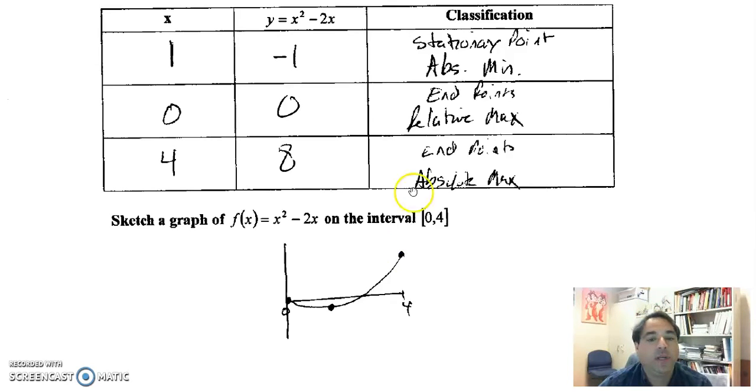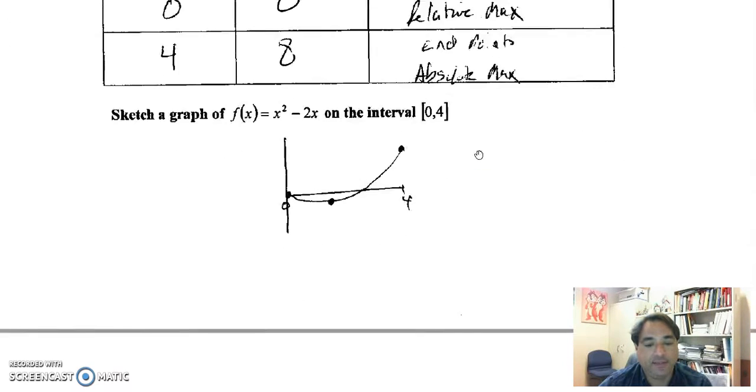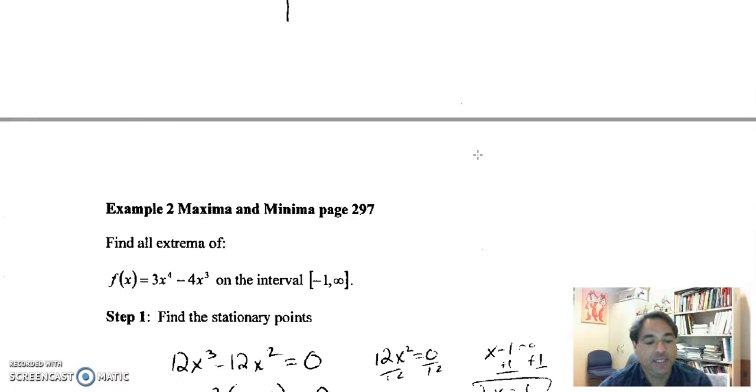So in review, when we look at the function x squared minus 2x from 0 to 4, (1, -1) is a stationary point, which gives us an absolute minimum. (0, 0) is an endpoint, which gives us a relative max. And (4, 8) is an endpoint, which gives us an absolute max. And we'll do some more examples in the next video.